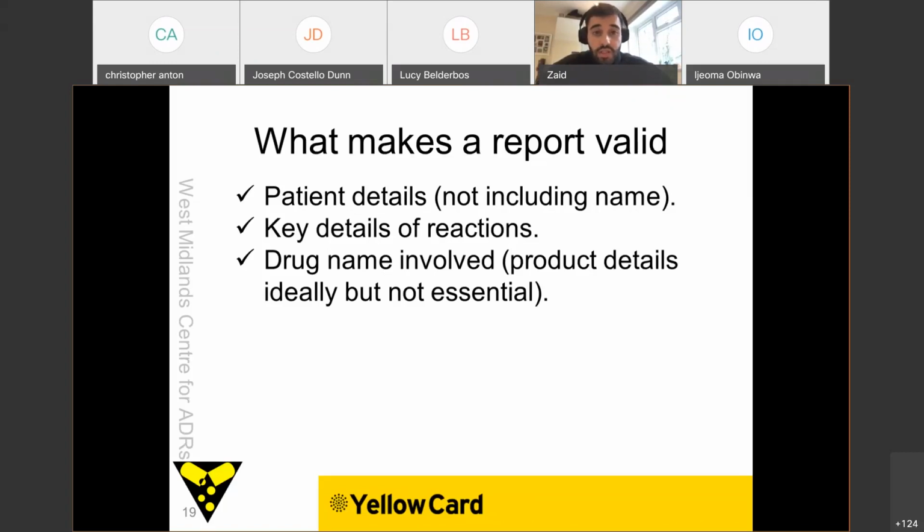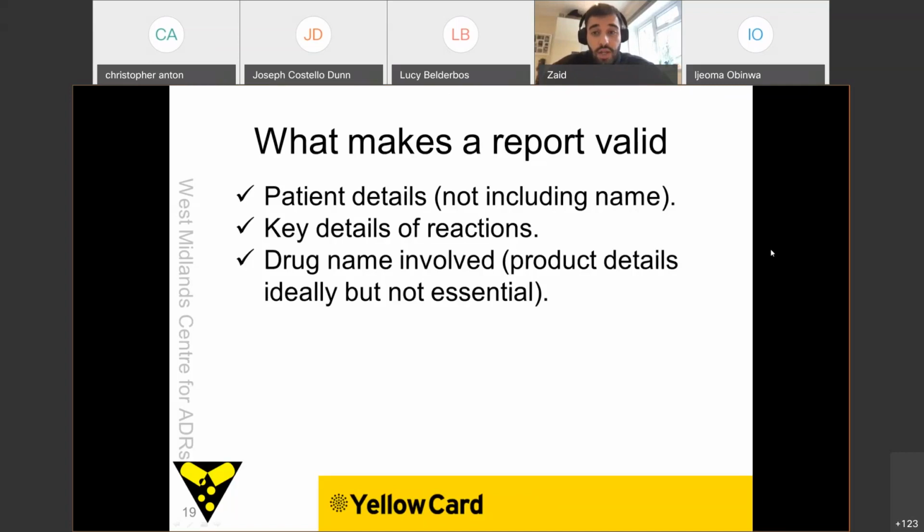The third point is the drug involved in the ADR. Obviously, things like product details like the batch number are ideal, but not essential for the report to be valid. The main thing here is you want to include the specific name of the drug, the brand as well if possible, but you don't want to be saying, oh, this patient took an antibiotic or a painkiller in your report. You want to state, oh, they took amoxicillin or they took codeine. You want to make sure you name the brand.